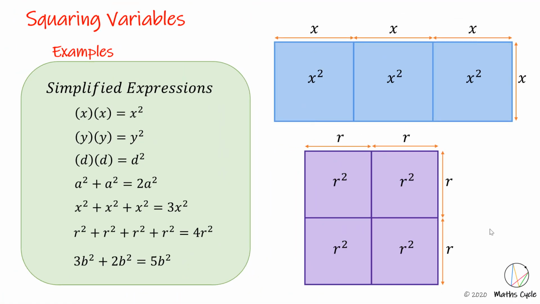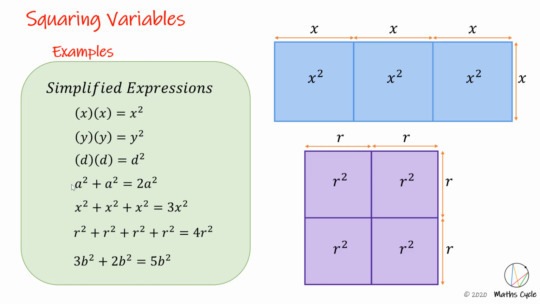Okay, so what about squaring variables then? What if I don't have the number, but I have a variable that represents a number? So let's look at some simplified expressions. What if I had x multiplied by x? Well, that would just be x squared. If I had y multiplied by y, that would just be y squared. d multiplied by d is just a square with side lengths d, d squared.